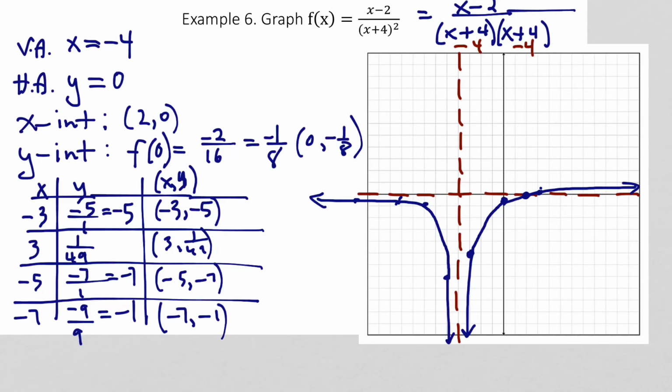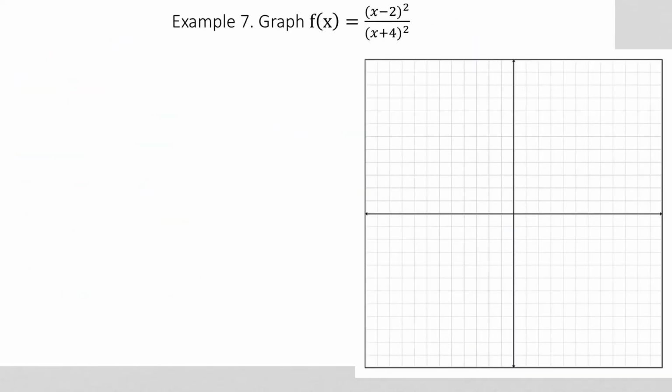So the kind of weird behavior that you see because of that squared factor in the numerator is that it's approaching from under on this side, under the horizontal asymptote. It's approaching from over the horizontal asymptote on that side. Okay, so here's another example.